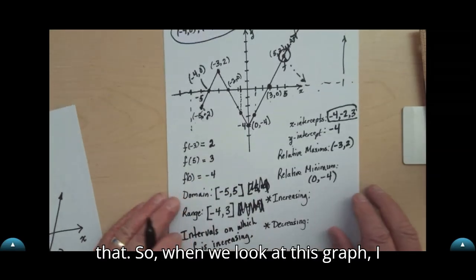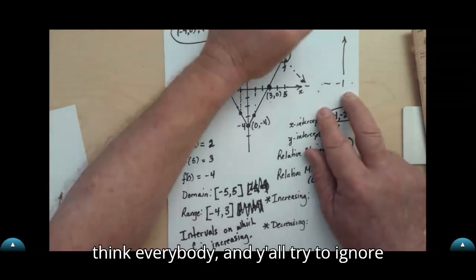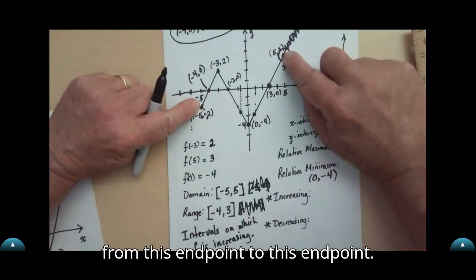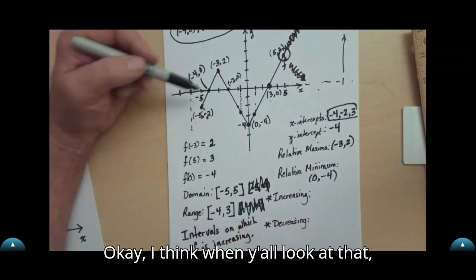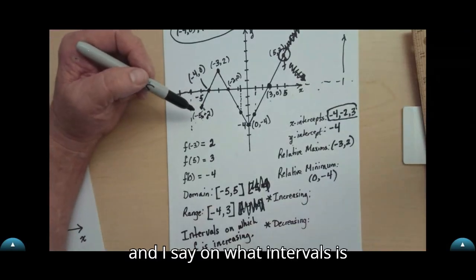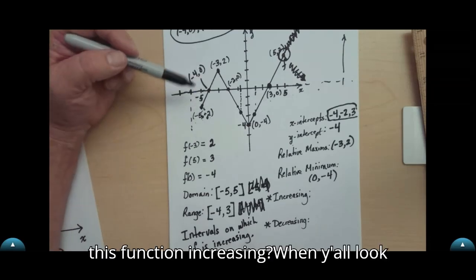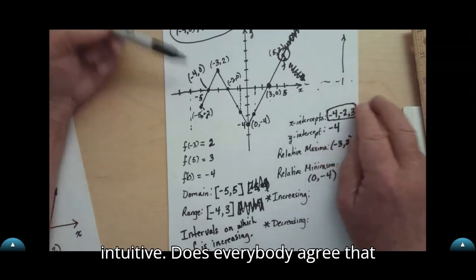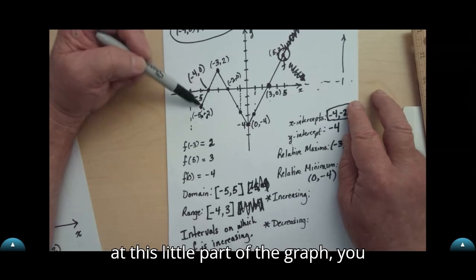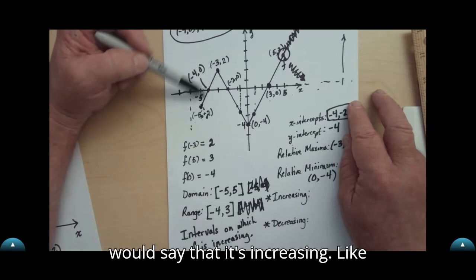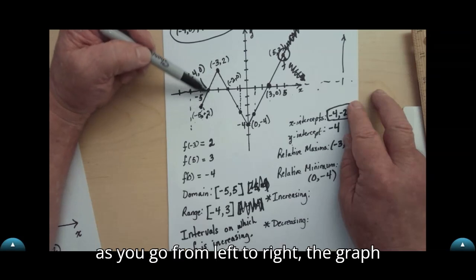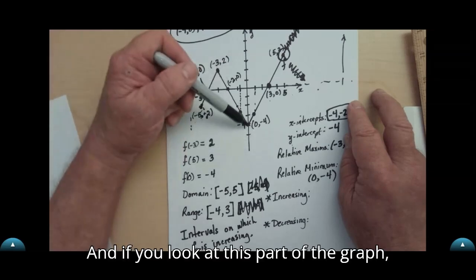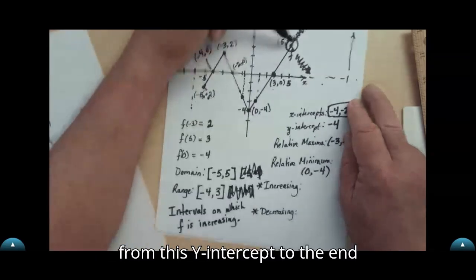So when we look at this graph, try to ignore where I've been scribbling here, and let's look at just the original graph from this endpoint to this endpoint. When you look at that, and I say on what intervals is this function increasing? This is just sort of intuitive. Does everybody agree that if you look at this little part of the graph, you would say that it's increasing? As you go from left to right, the graph is going up. That's increasing, right?